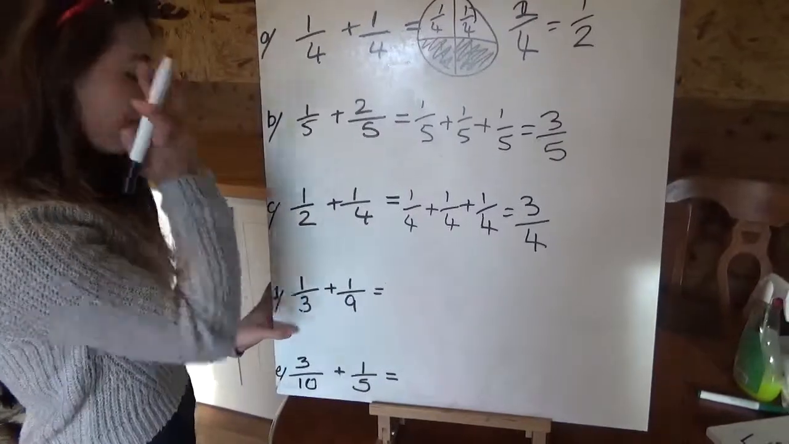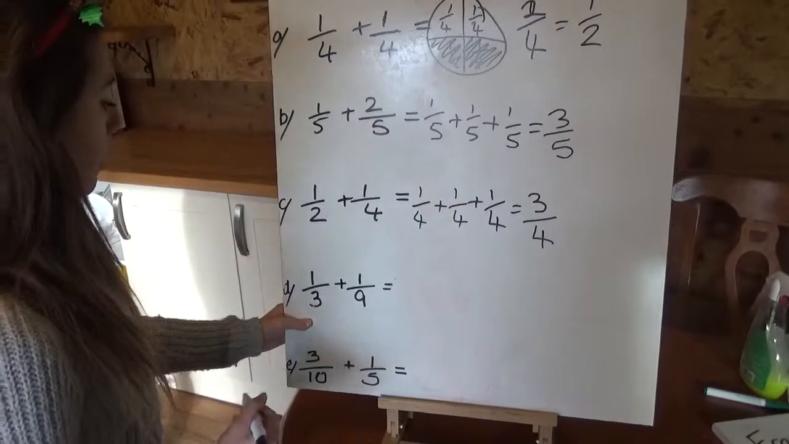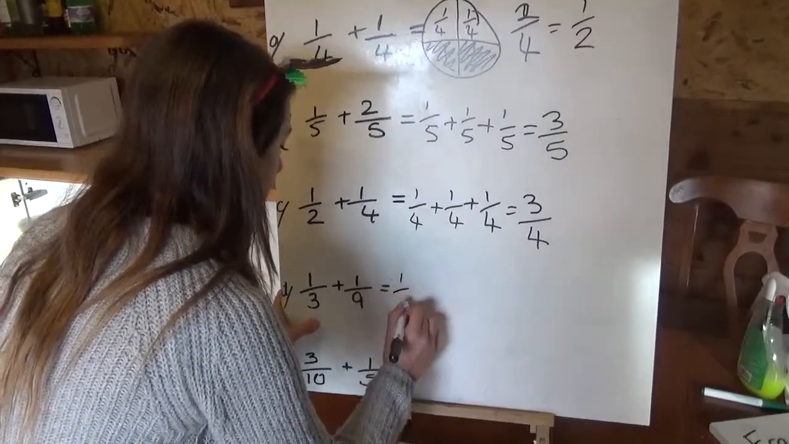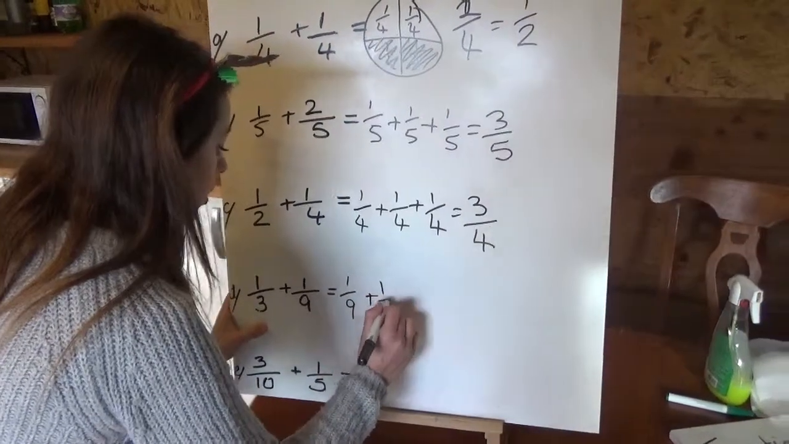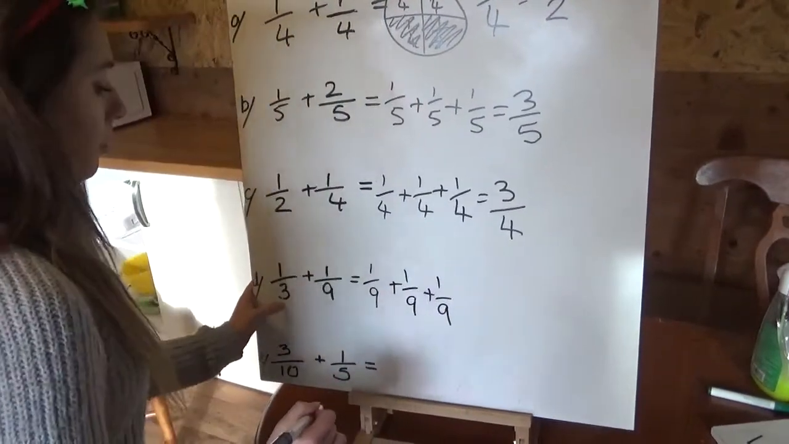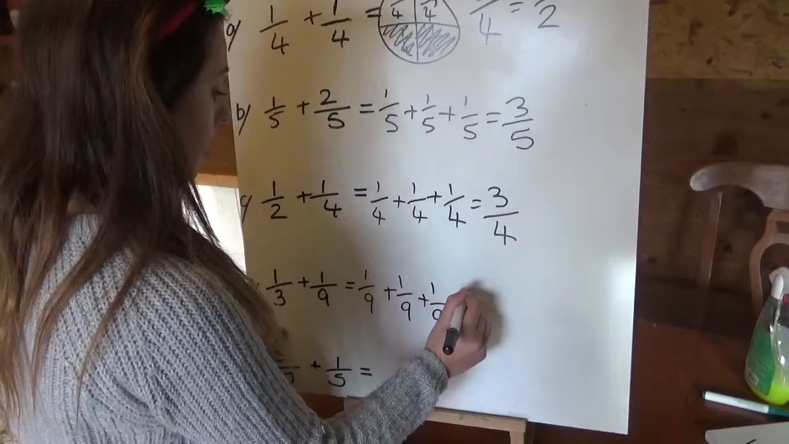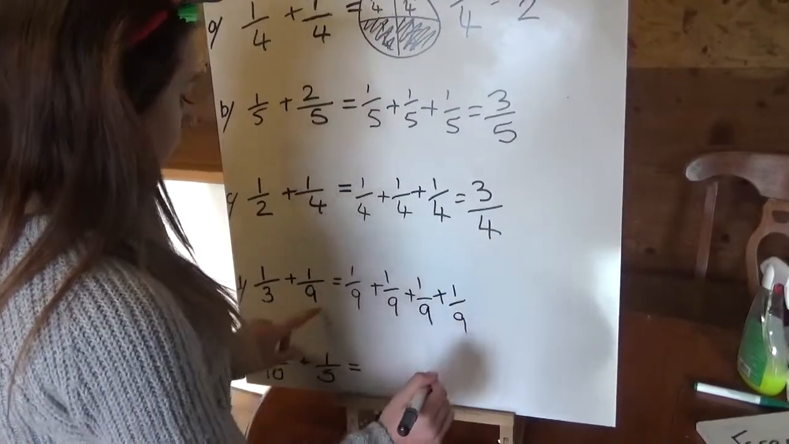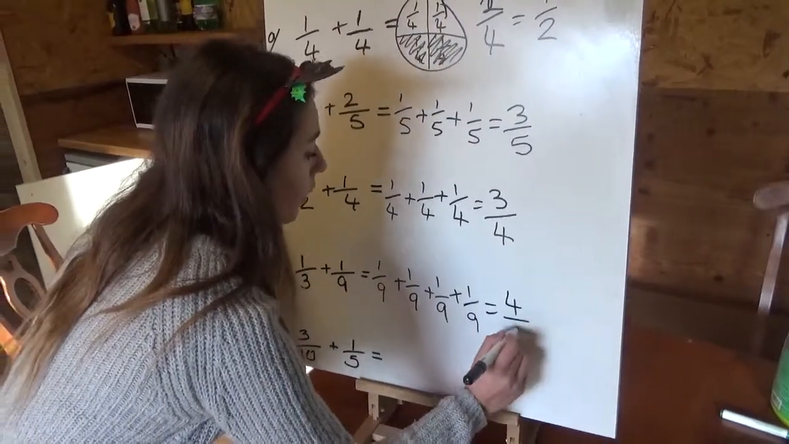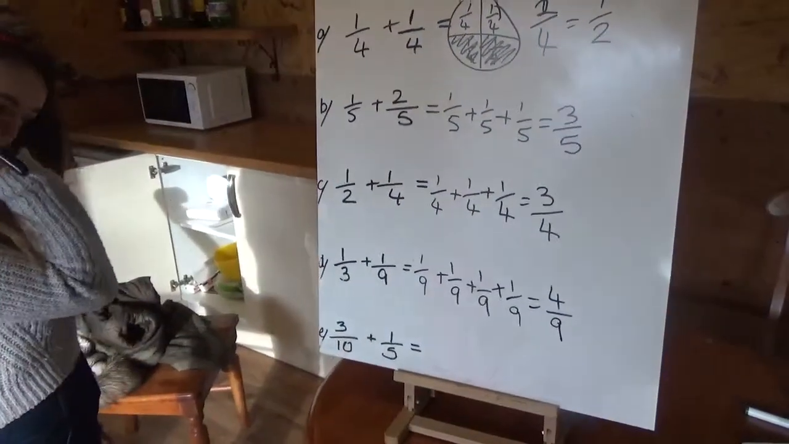Okay, so this question is slightly harder. We have 1/3 plus a 1/9, and we know that 1/3 is equal to 3/9. So we have 1/9 plus 1/9 plus 1/9, and that's the 1/3. That's the 3/9. That's a third, yeah. And then we have another 1/9 over here, and that will equal 4/9. Okay, so that's great.